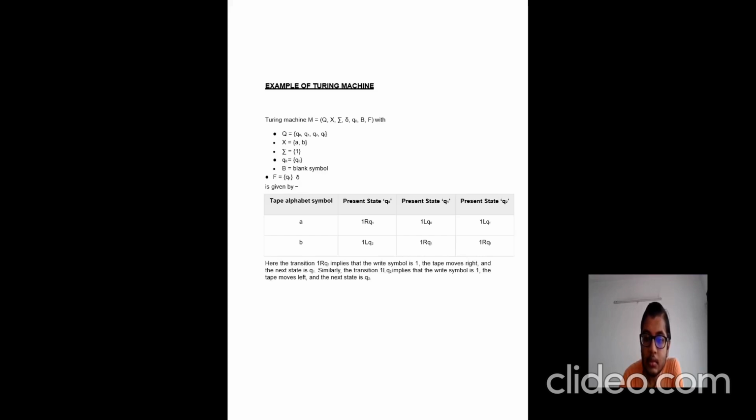Here the transition 1R Q1 implies that the right symbol is 1, the tape moves right and the next state is Q1. Similarly, the transition 1L Q2 implies that the right symbol is 1, the tape moves left and the next state is Q2.